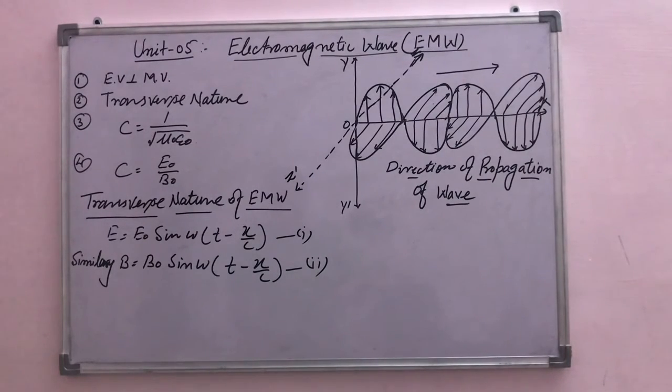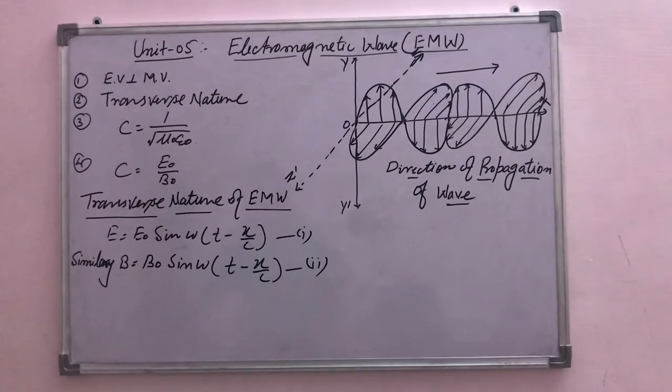Next is for the ultraviolet rays, that is 8 into 10 to the power 14 to 8 into 10 to the power 16 Hertz. And similarly for the X-rays, that is 1 into 10 to the power 16 to 3 into 10 to the power 19 Hertz. And the last, gamma rays, 3 into 10 to the power 19 to 5 into 10 to the power 20 Hertz. So these are the frequencies of the electromagnetic rays which consist of the electromagnetic spectrum.